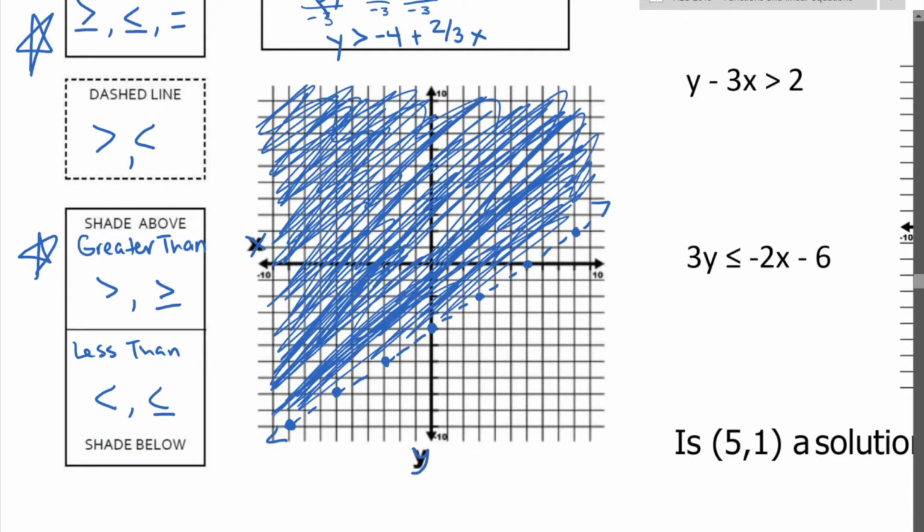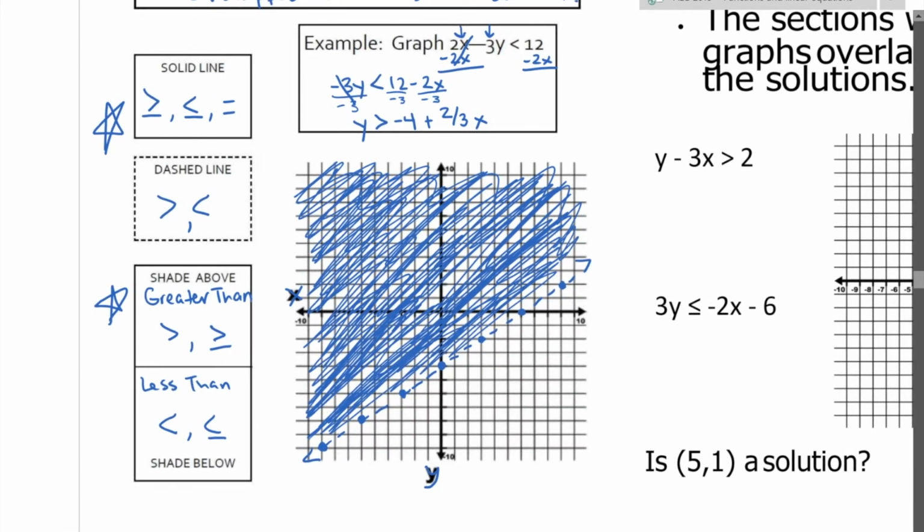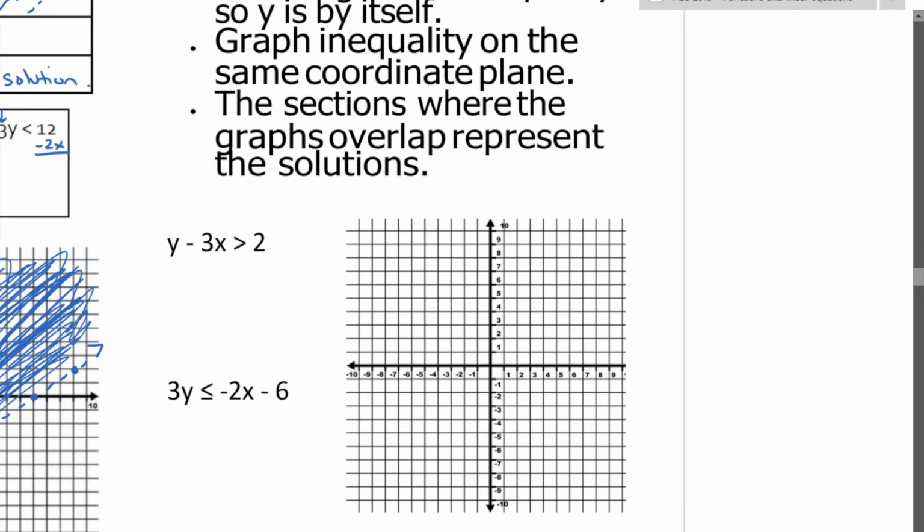Now, when I do 2 of them, a good suggestion is to use different colors. That way you can determine which one is blue, which one is green, and where they overlap. Where they overlap is the solution. Alright, I'm going to do one more with you guys and then that is it. So let's move on to this problem.